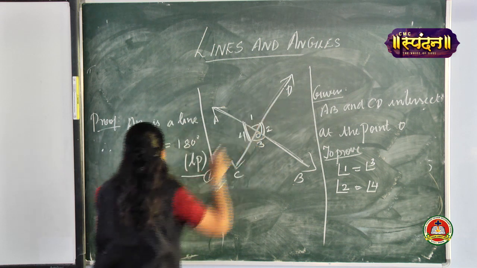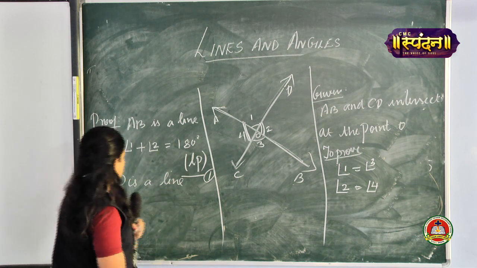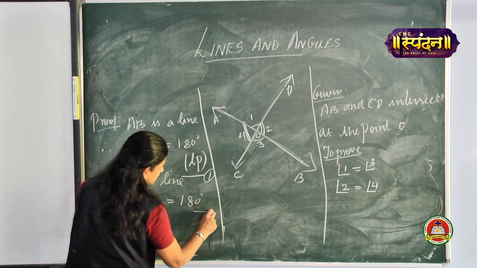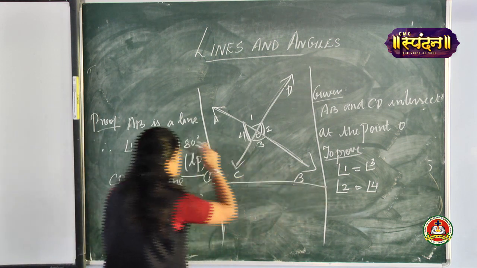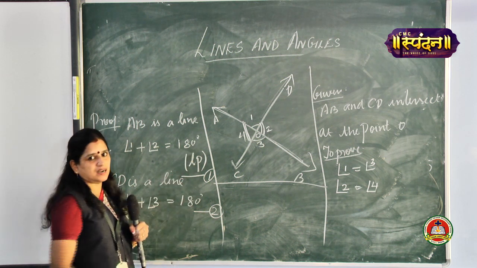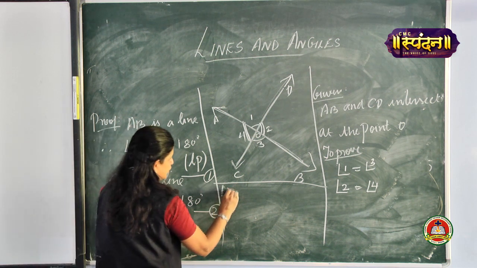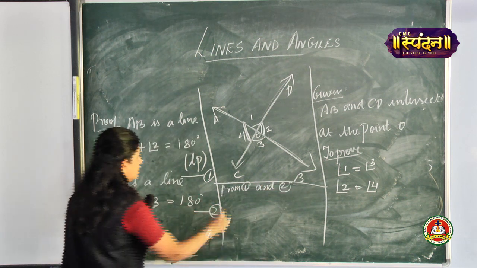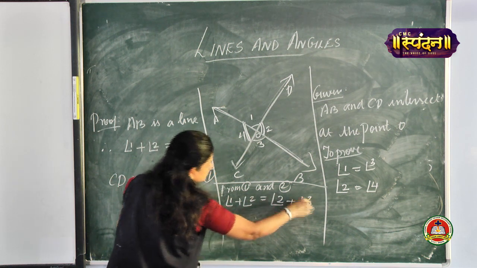Now, take CD as a line. What can you observe? Angle 2 plus angle 3 is equal to 180 degrees. This is equation number 2. Now, if you observe these two equations, on the right hand side both the values are the same, 180 and 180. So, I can equate the left hand side also. From 1 and 2, angle 1 plus angle 2 is equal to angle 2 plus angle 3.